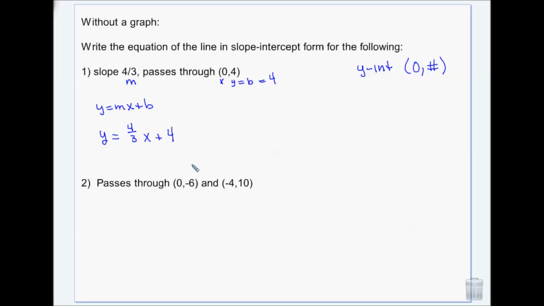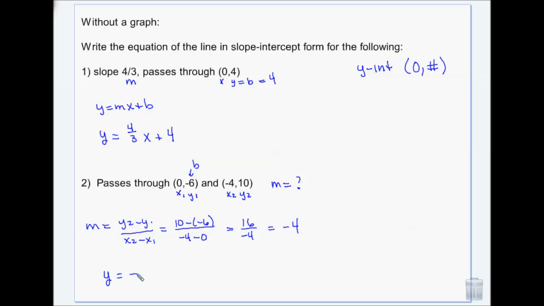No, just to write the equation. Now, if we're given 2 points, this is the y-intercept, right? So we know this is going to be b, but we don't know our slope. So we have to find the slope using the slope formula. So we have y2 minus y1 over x2 minus x1. So that's 10 minus negative 6 over negative 4 minus 0. So I have 16 over negative 4, which is going to give me negative 4. I already have my intercept. It's given to me here, so I'm going to plug those in. So here's my equation.